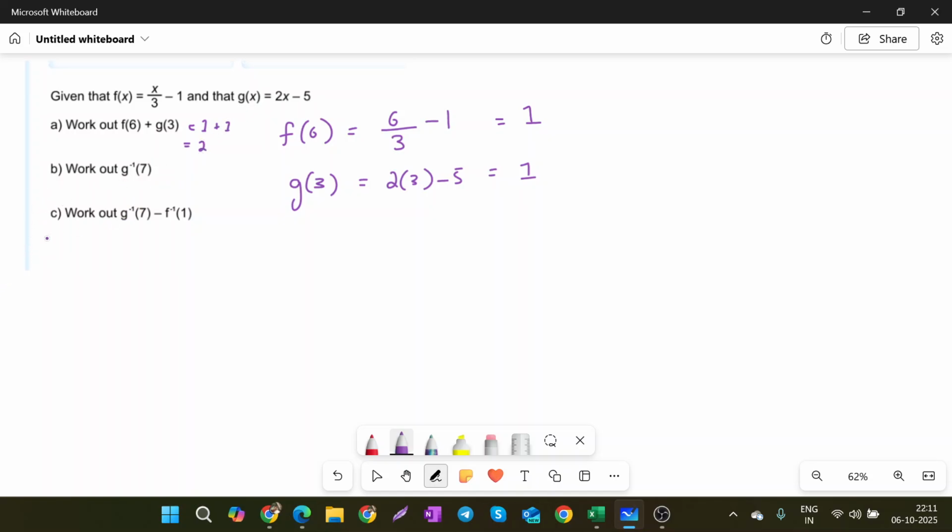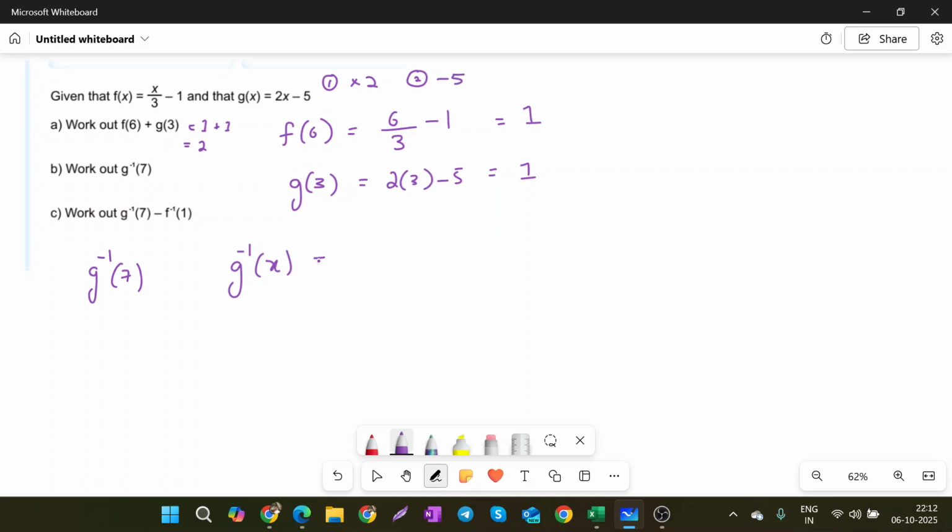Work out g inverse of 7. So if you need to work out g inverse of 7, we first need to figure out what g inverse of x is. So we're going to do the undo process. Here, the first thing that the machine does is multiply by 2, and then the second thing that it does is take away 5.